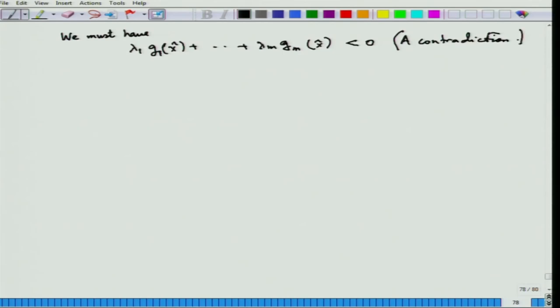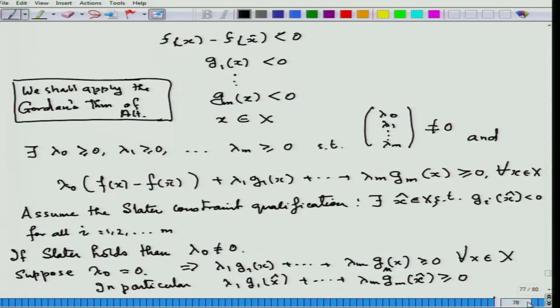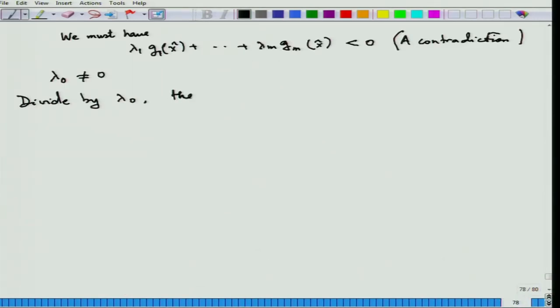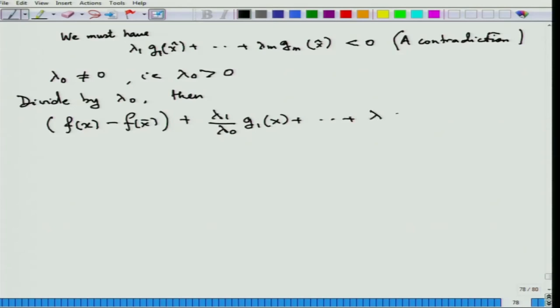So, lambda naught is not equal to 0. So, what I now do is divide this equation by lambda naught. What I get is the following: because lambda naught is not equal to 0, it means lambda naught is strictly bigger than 0. Then what we have now is this.